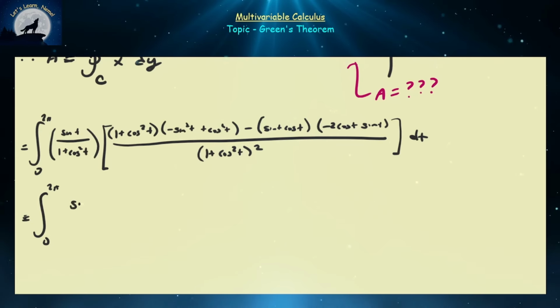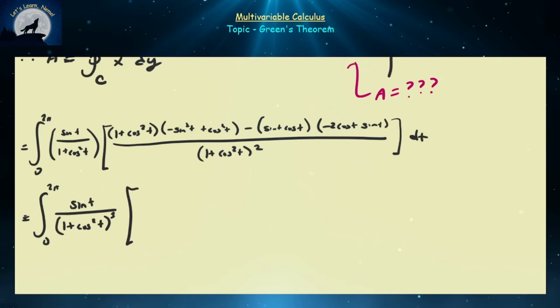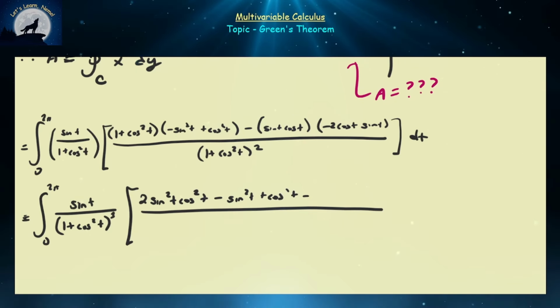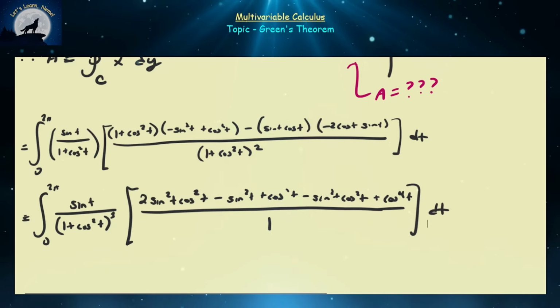On the top, we're going to have our sine t all over 1 plus cosine squared of t to the power of 3 times, and then once we simplify and FOIL the top, what is that going to give us? Let's see, that's going to be 2 sine squared t cosine squared t, and then minus sine squared t plus cosine squared of t minus sine squared t cosine squared t, and then plus cosine to the 4th of t, all over 1 since we factored the rest of it out. And then what is this going to be?